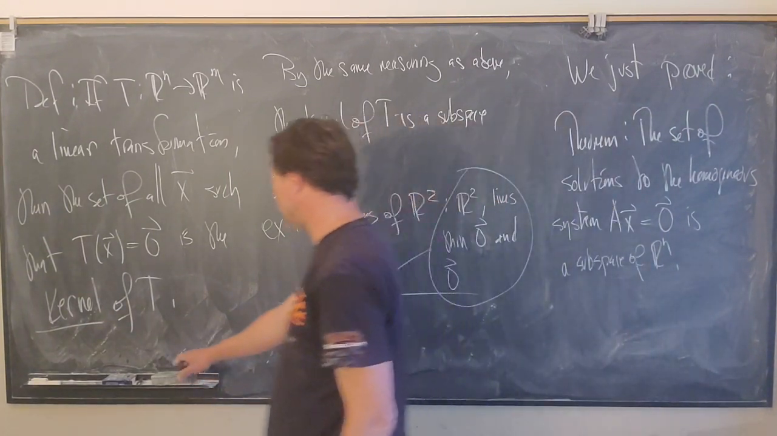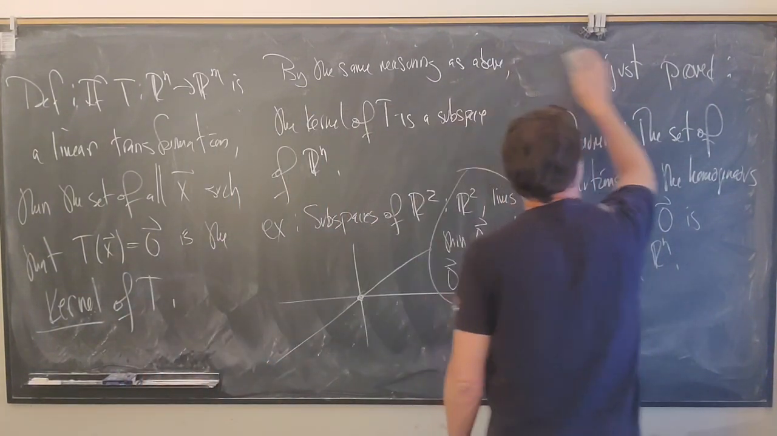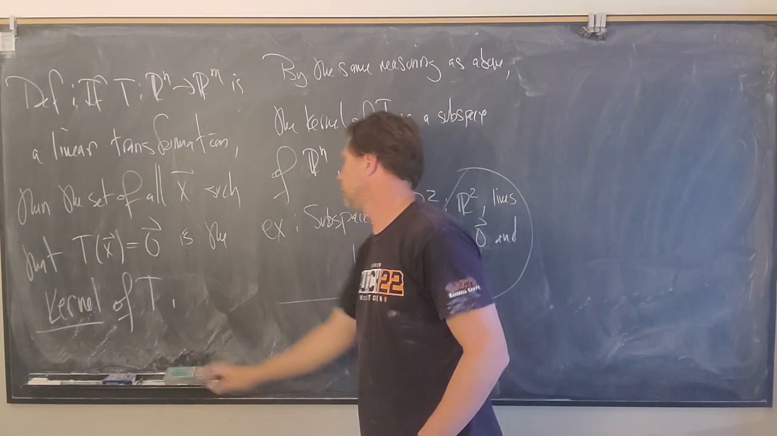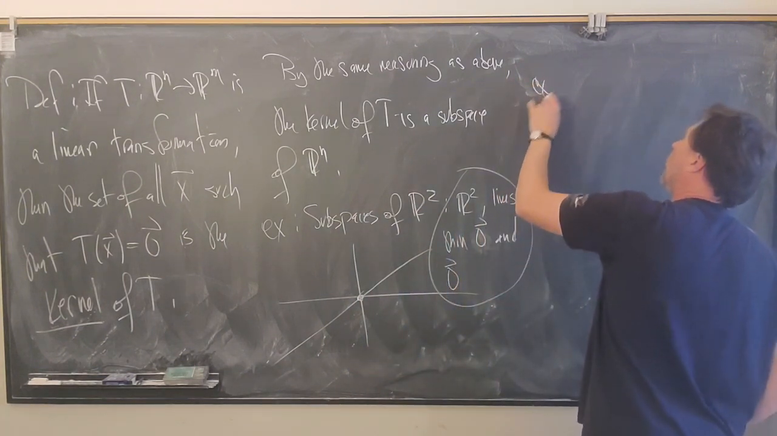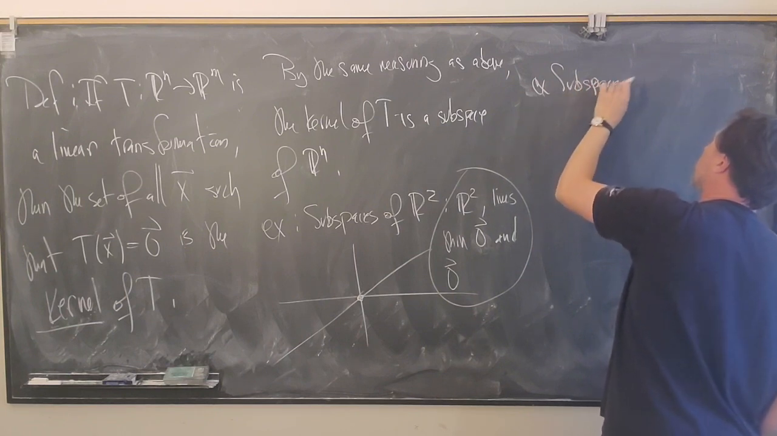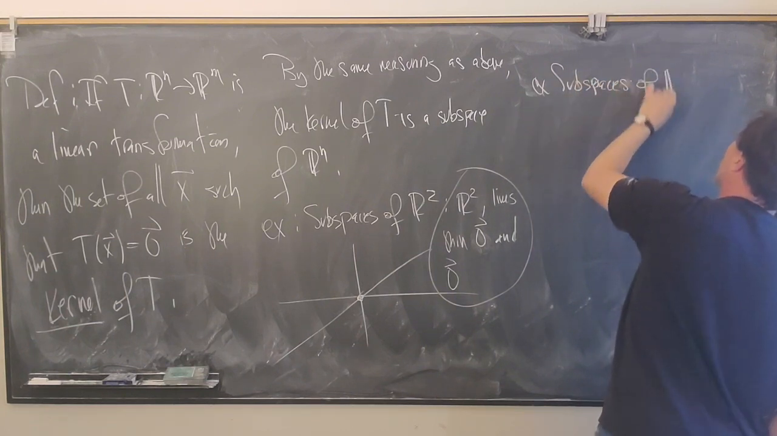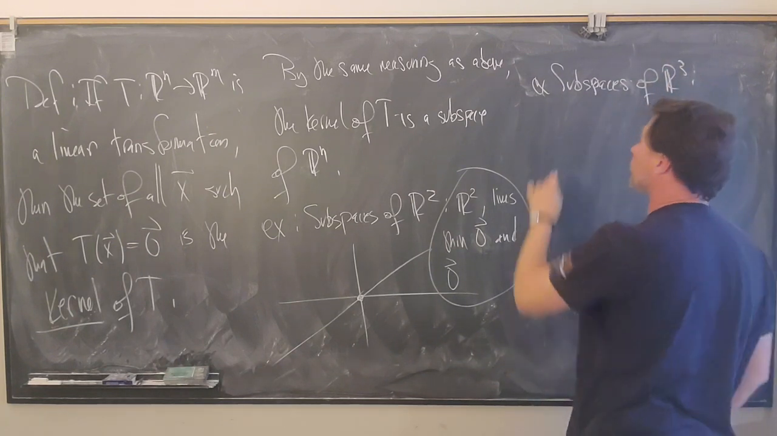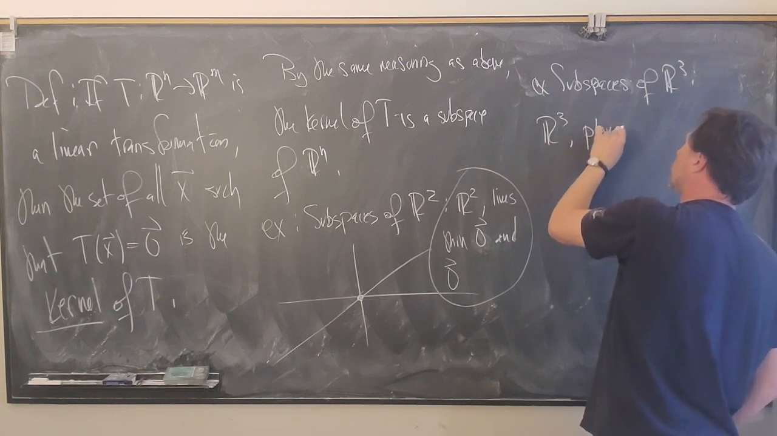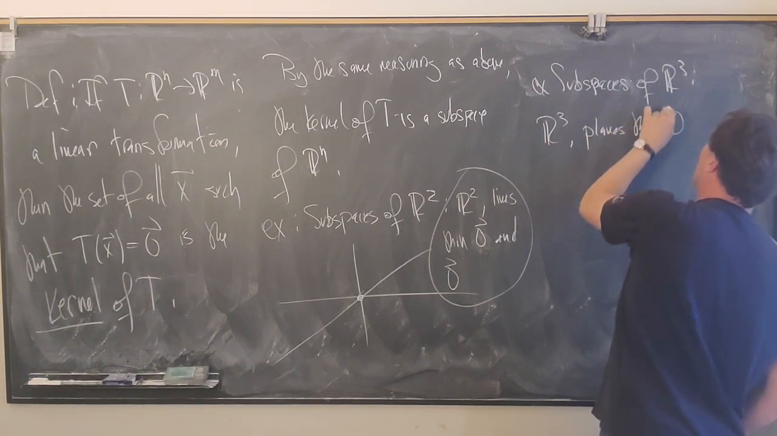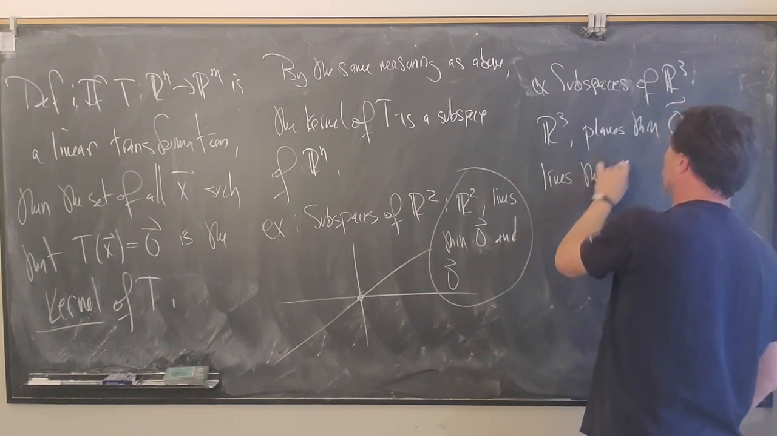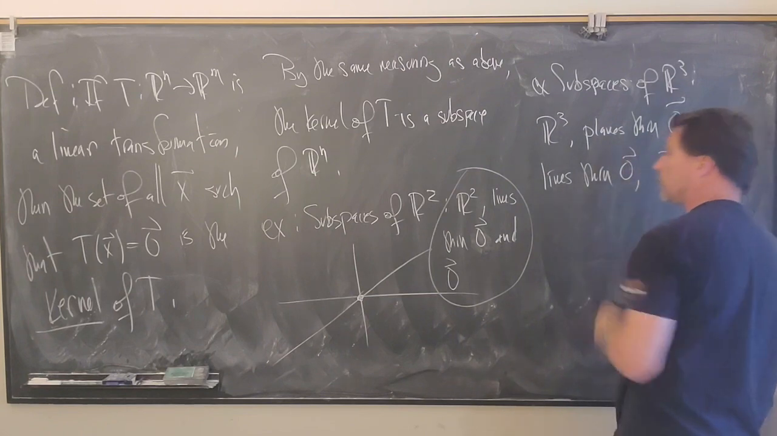We can bump this up one dimension, and that's how we'll finish off. So subspaces of R3: well, R3 is a subspace of R3. Planes through the origin, lines through the origin, and then the trivial subspace.